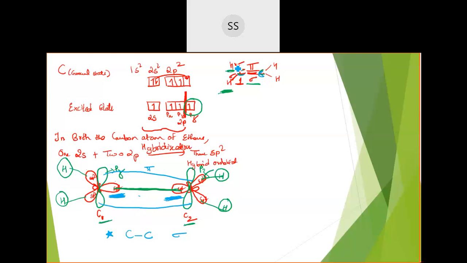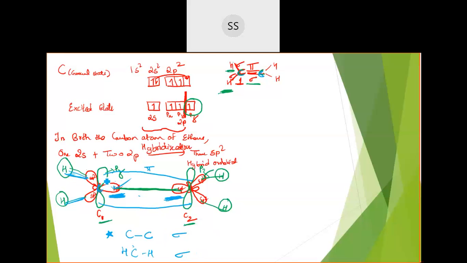Then you go for the carbon and hydrogen bonding which has happened. How will you explain that? See this carbon, one sp2 hybrid orbital is utilized to form that carbon-carbon sigma bond. Now the remaining sp2 hybrid orbital of each carbon atom, in both the cases, will overlap with one s orbital of hydrogen to form four carbon-hydrogen sigma bonds. Four carbon-hydrogen sigma bonds will be formed when the sp2 hybrid orbital of each carbon atom overlaps with the s orbital of hydrogen, because it's a sigma bond.